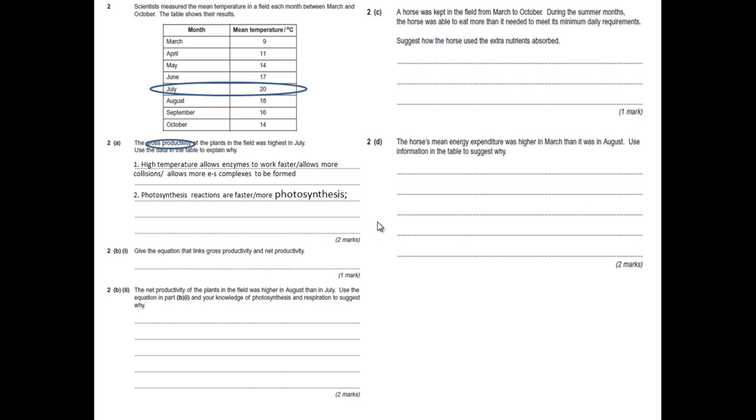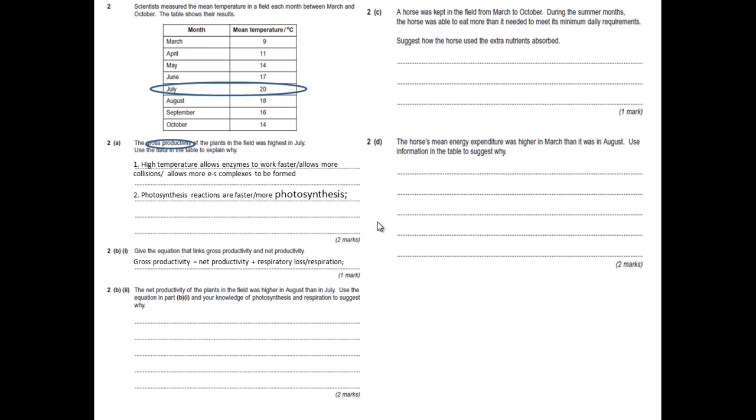The next one underneath that: give the equation that links gross productivity and net productivity. The gross equals the net plus the respiratory loss, or respiration. You could reverse it, where you had the net productivity equals gross minus respiratory loss, or respiration. Either's fine.